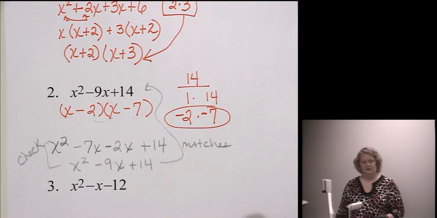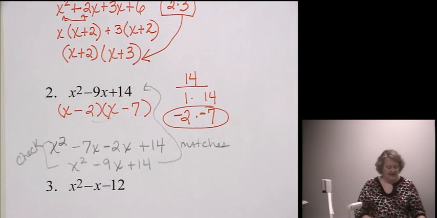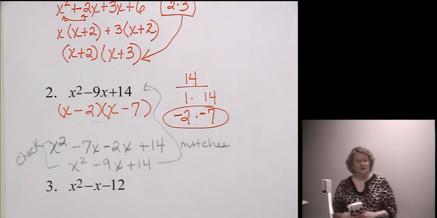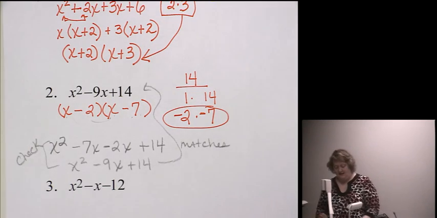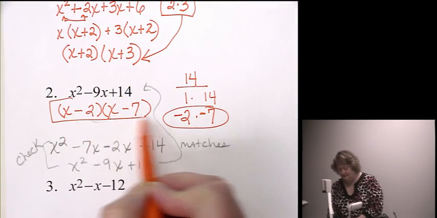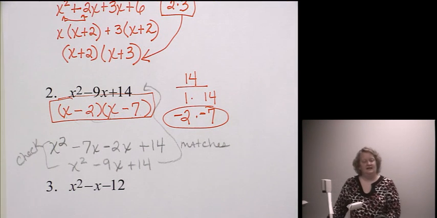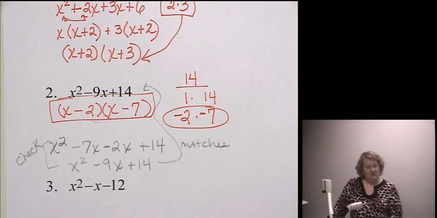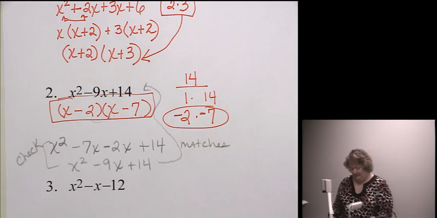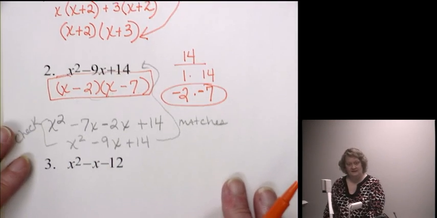So my check indicates that it is correct. This is my answer; this down here is just my check. And so my answer is x minus 2, x minus 7. Okay, let's look at my next one.